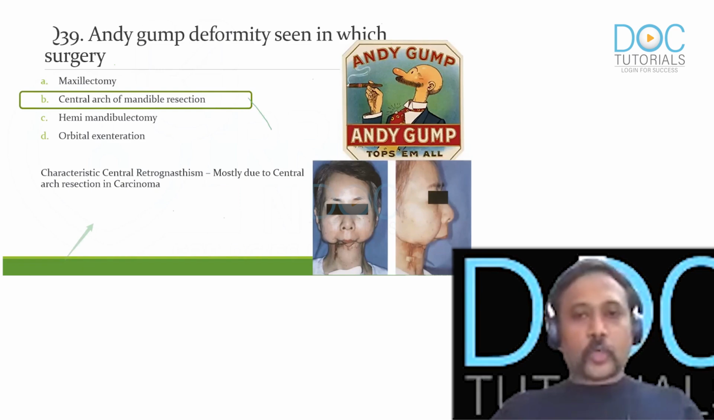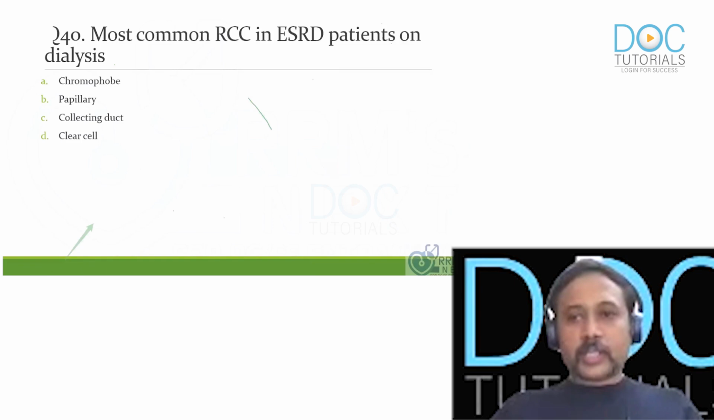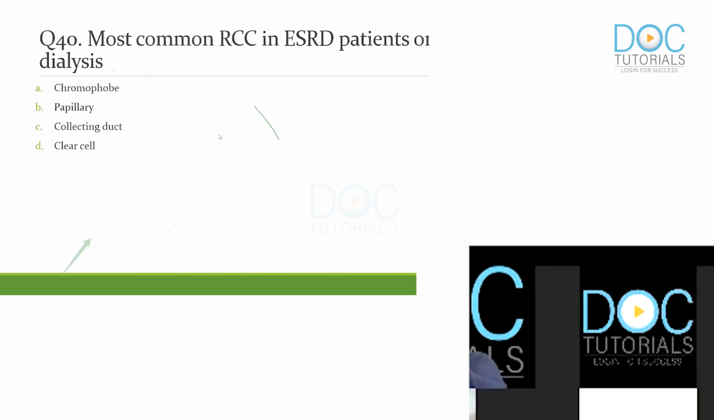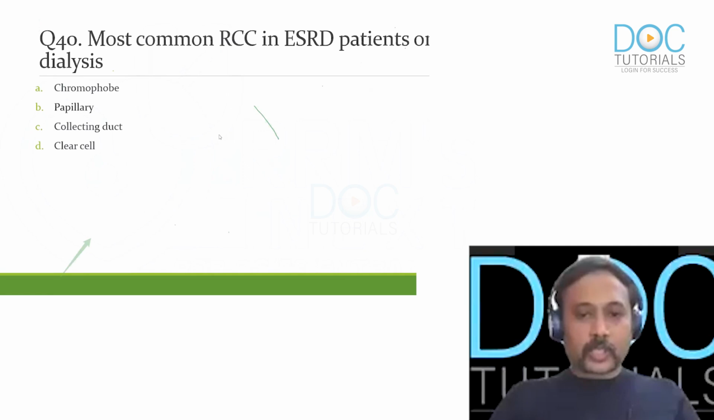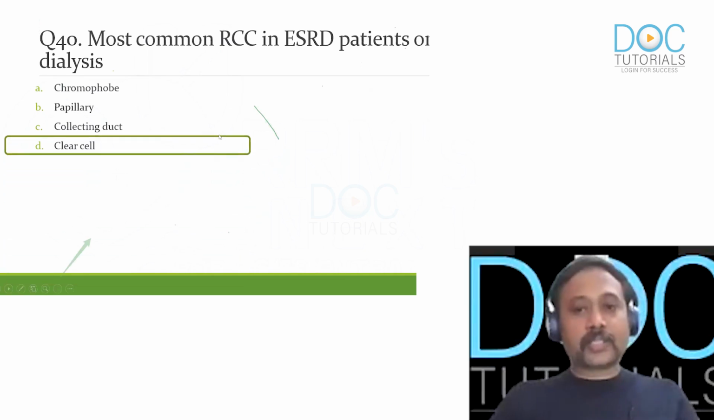What is the most common RCC in end-stage renal disease patients? That is the question that was there. What is the most common RCC type that is found in end-stage renal disease patients? Papillary. Okay, now there is a slight difference. Many people have marked it as papillary. Now, if you look up the resources that we have, the answer that I could find for this particular question was actually the clear cell type.